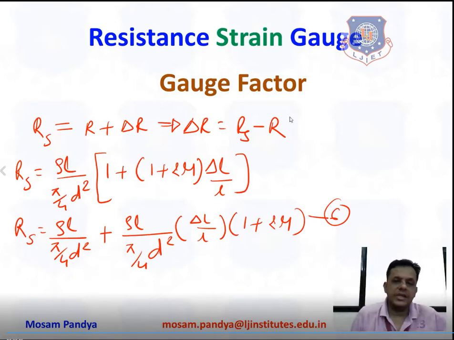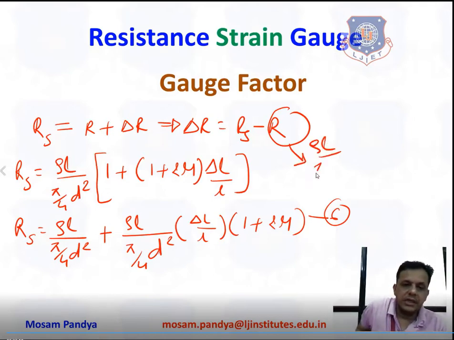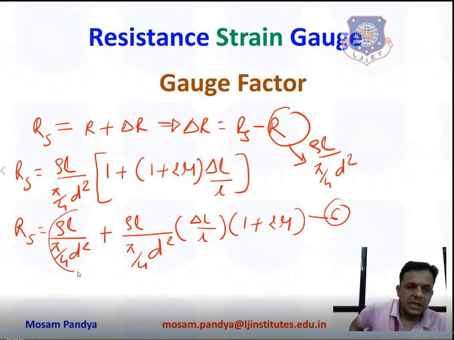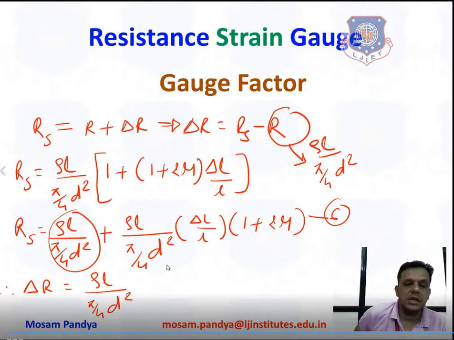Now what is R? That is rho L upon pi by 4 d square. So look at the first term in the equation of Rs. If I straight away write down delta R, that is Rs minus R, that first term will be subtracted as it is the value of R. So the remaining equation will be rho L upon pi by 4 d square into delta L upon L into 1 plus 2 mu.